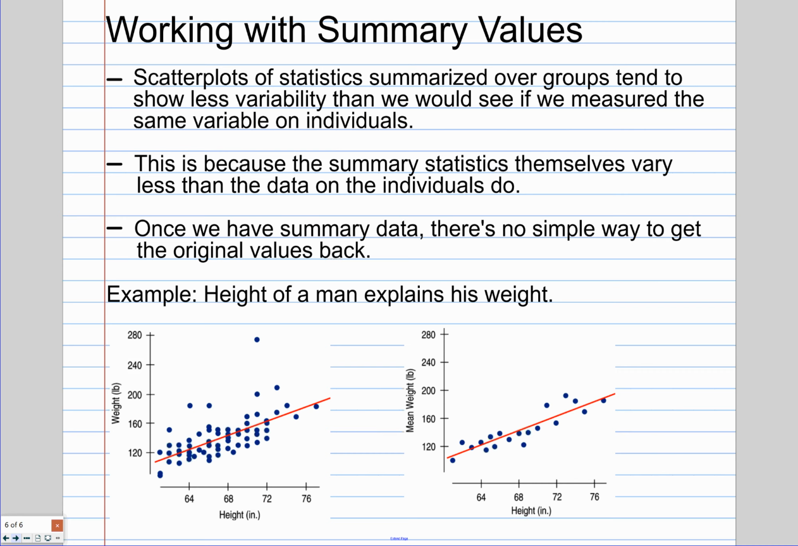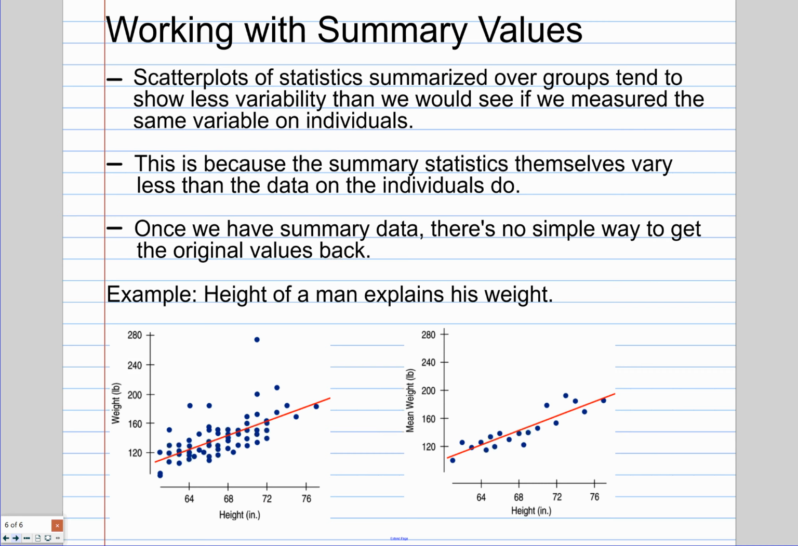Do you see how the one on the right looks stronger? Like it's tighter? All right. This is individual heights of men explaining their weight. This is average heights of men explaining their average weight. Do you see how the averages are much stronger and tighter? Okay, that's true of summary statistics. It will make you think that the relationship is stronger than it really is.